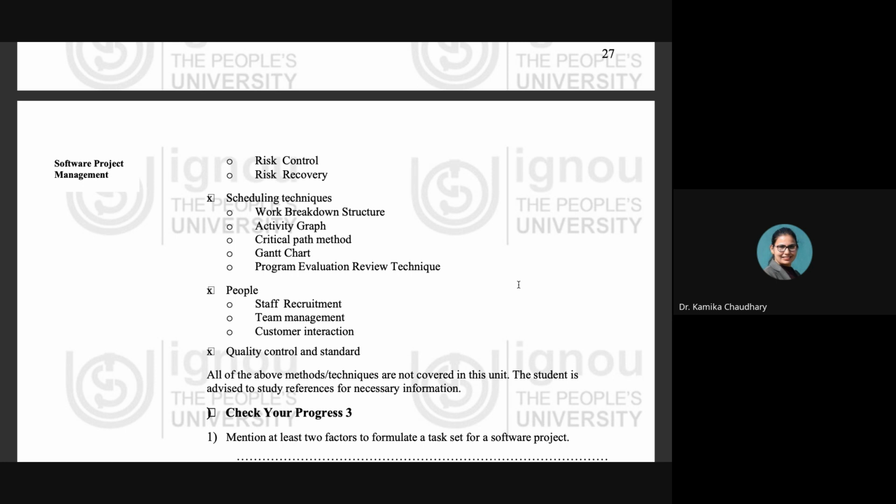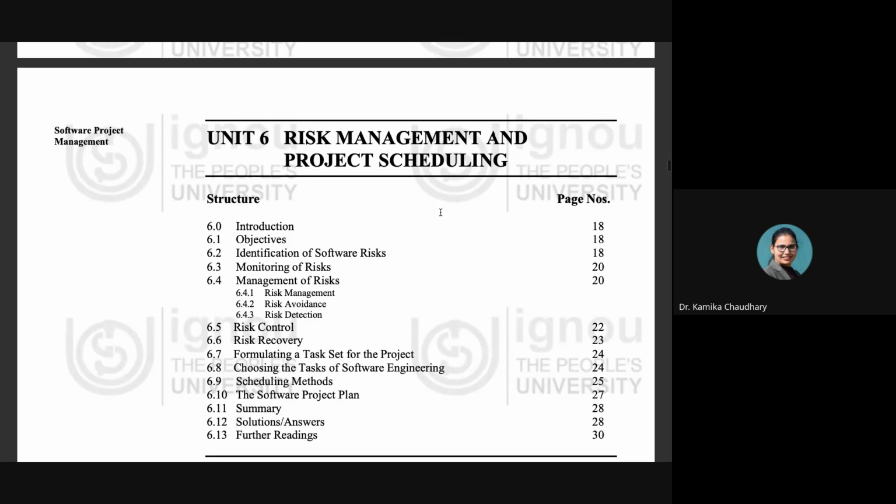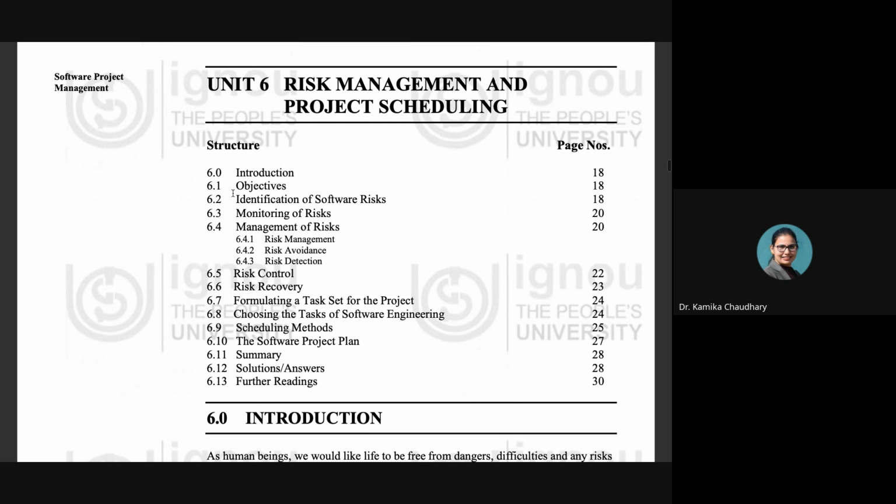So we have covered all the points in this particular unit, and it started in the last class only. So we have covered the introduction, objectives, identification of the software risk, what is the software risk, monitoring of the risk, management of your risk, then controlling the risk, risk recovery, and so on. All the points that we have covered today. I think this chapter of this unit is clear to you all.